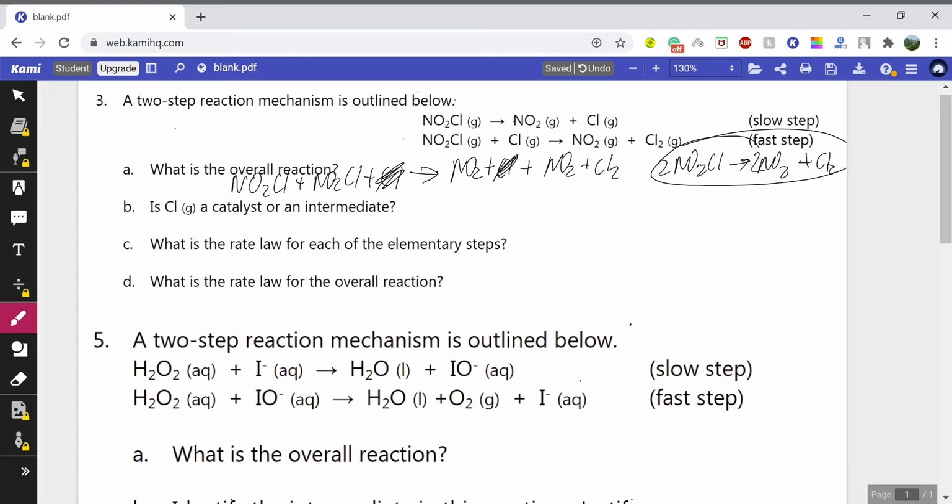Second, is Cl a catalyst or an intermediate? Now, as you can see, it is produced and then used up immediately. So this is what we call an intermediate. In the rate law, what is the rate law for each elementary step?